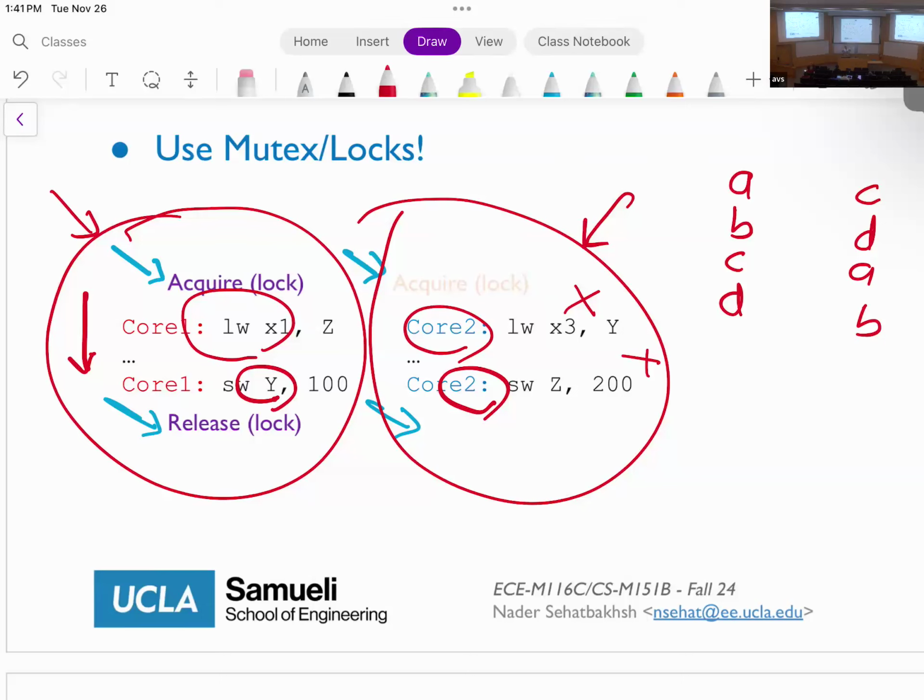Another question is, can I reorder things within the lock? The answer to that depends on the memory model. Some memory models allow you to reorder things within the lock. Some memory models don't allow you to reorder things within the lock. Okay? Yeah.